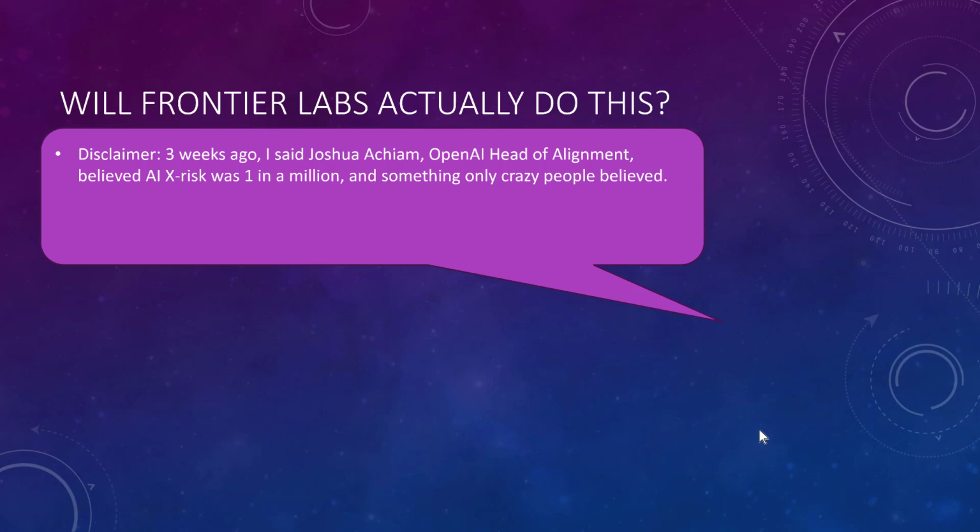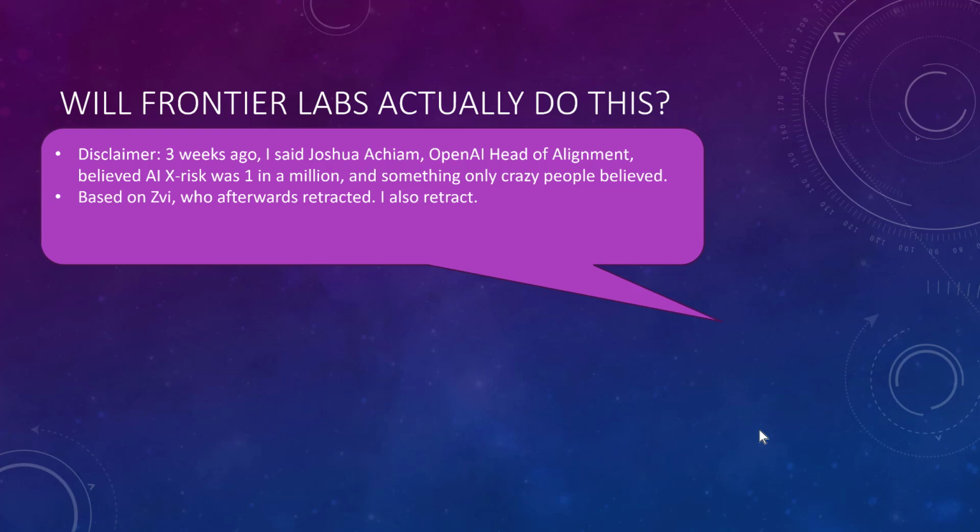And here I would like to state for the record that 3 weeks ago I said that Joshua Achiam, OpenAI's head of alignment, believed that AI X risk was like 1 in a million and something that only crazy people believed. I used this as an argument that maybe they would in fact not do this. I based this on Zvi Mowshowitz, whom I generally respect very much, and just afterwards, actually literally an hour before, he posted a retraction that I had not read.